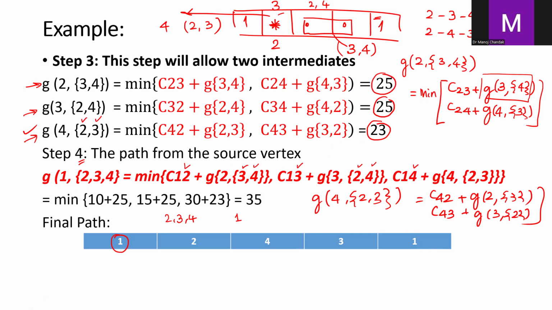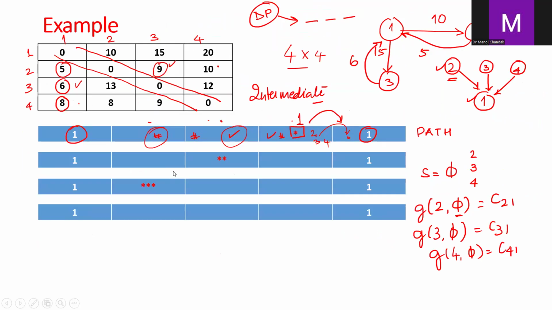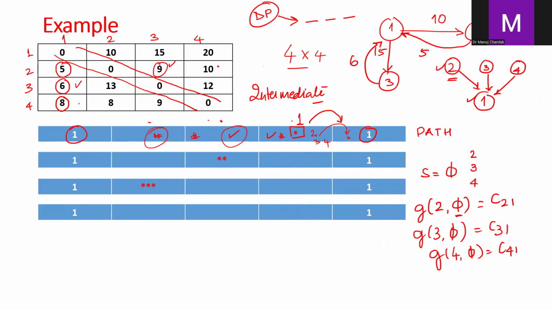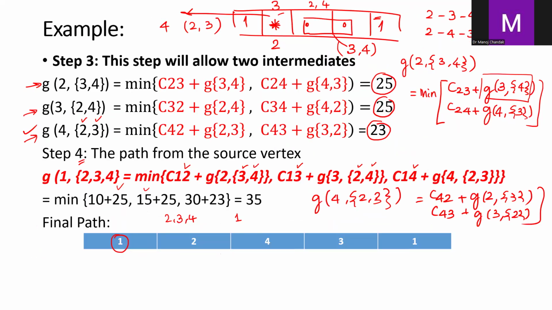So if I'm taking this cost, how to calculate? 1 to 2, what is the distance from 1 to 2? 10. And the distance 25 is added. Similarly, 15 and 25 is added, and 30 and 23 is added. What is the distance from 1 to 4? 1 to 4 is 20. We have just misprinted here. 1 to 4 here is 20. So 20 plus 23.